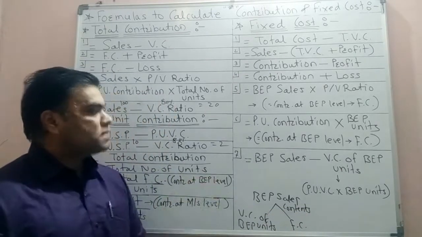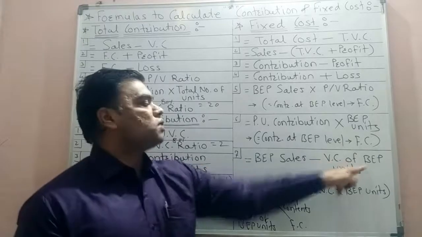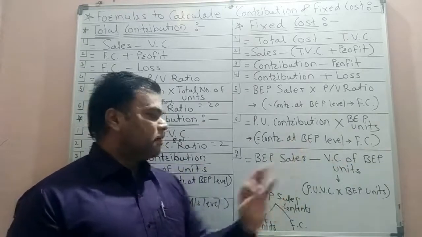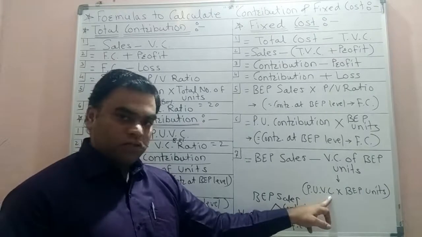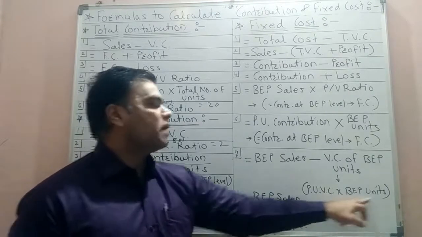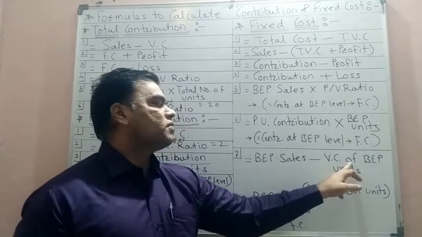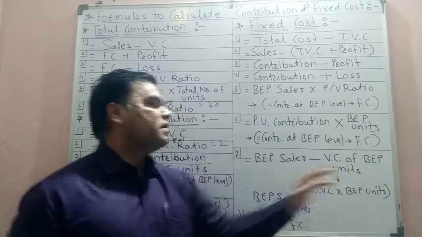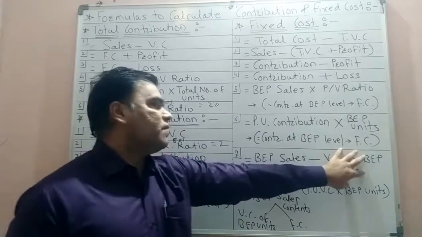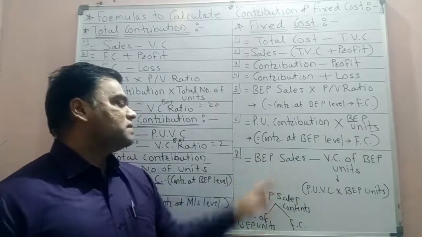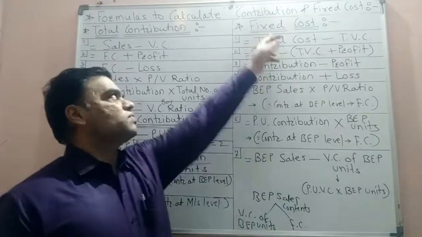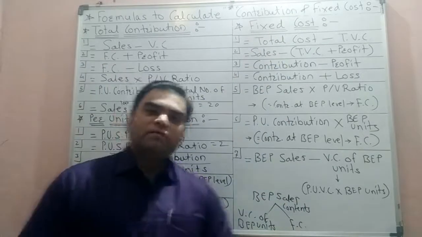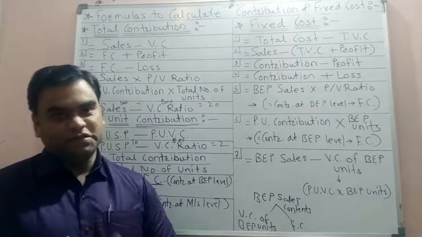Now the question arises, how to calculate variable cost of BEP units? It's simple. Per unit variable cost into BEP units is equal to variable cost of BEP units. And the same we have to deduct from BEP sales, then the amount of fixed cost will remain. In that way, fixed cost will get calculated.